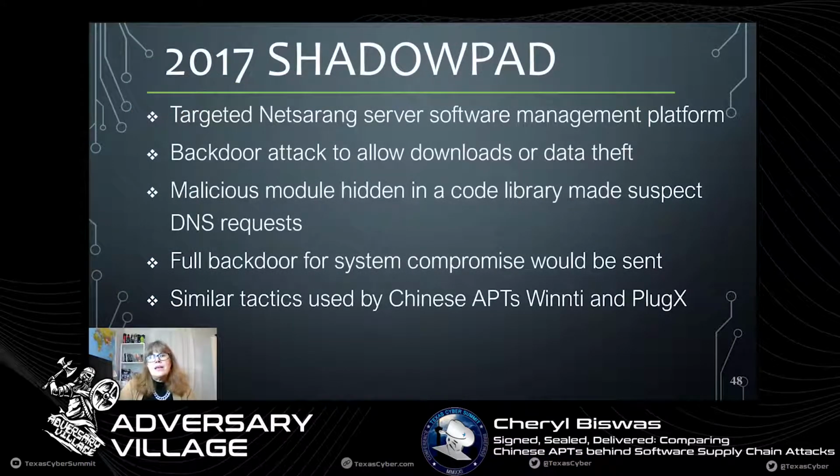Now, in another case, APT-17, also known as Barium, had delivered SHADOWPAD malware to infect enterprise networks via a product known as NetSarang. NetSarang specializes in server management and security connectivity software used by major organizations globally. Where have we heard this before? A module was hidden in a code library, which was making suspicious DNS requests and sending data back to the operators, who then decided if they wanted to go ahead. Then they would send a malware payload with a full backdoor to take over the system.